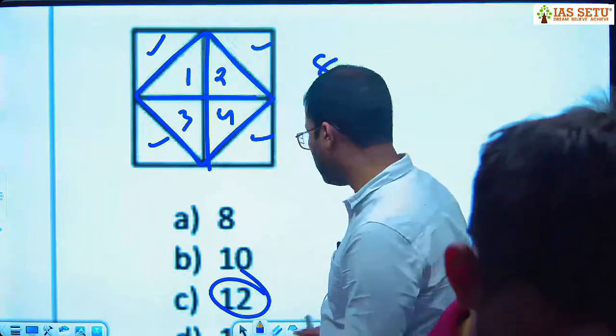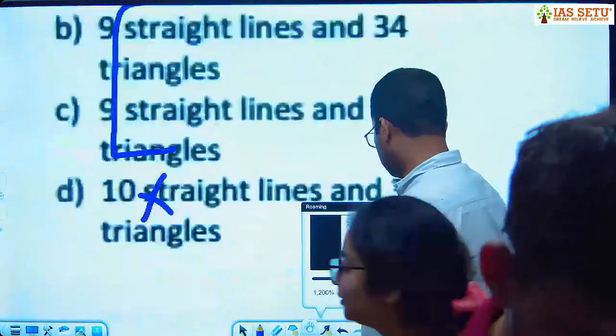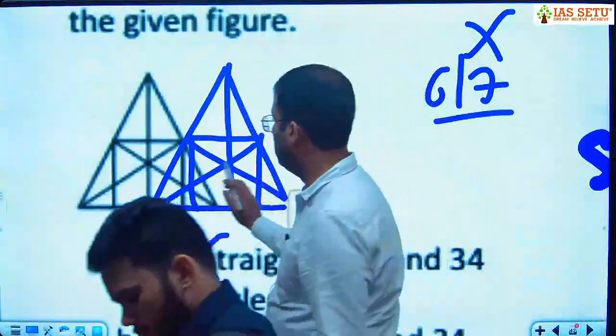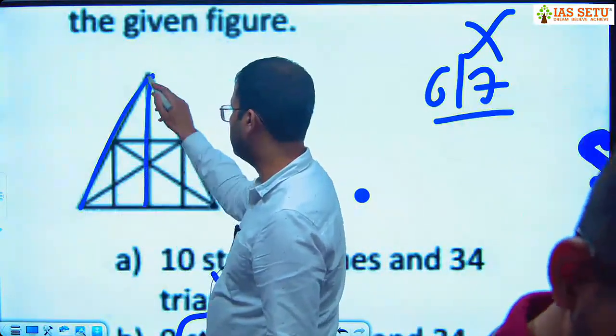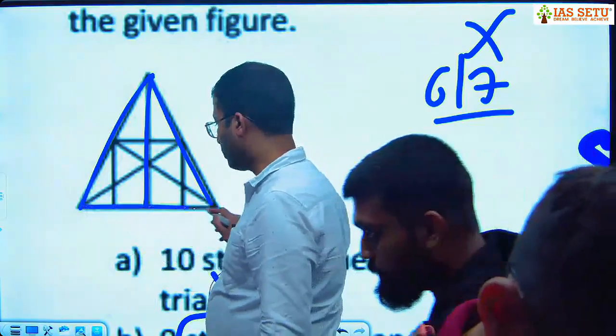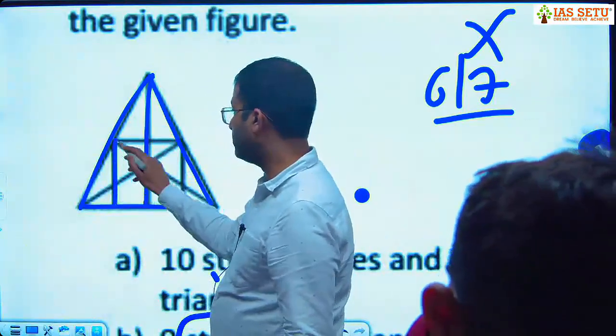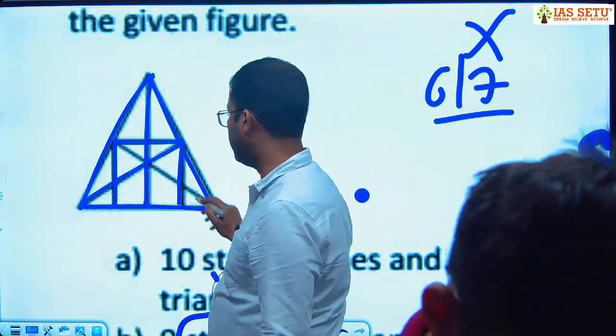स्ट्रेट लाइन तो बता दूंगा, ट्रायंगल नहीं बताऊंगा. 1 2 3 4 5 6 7 8 9.